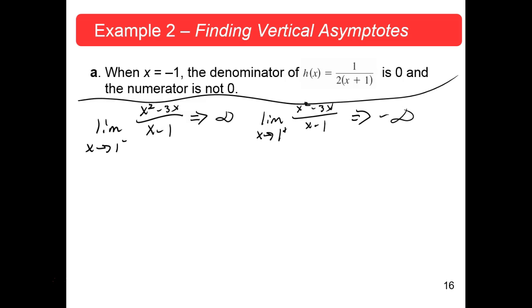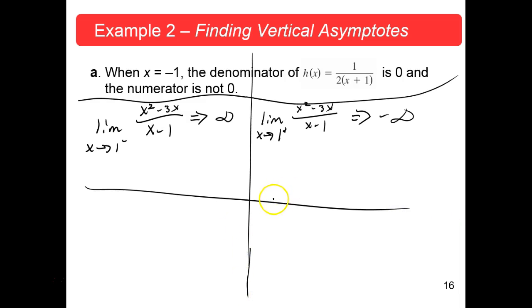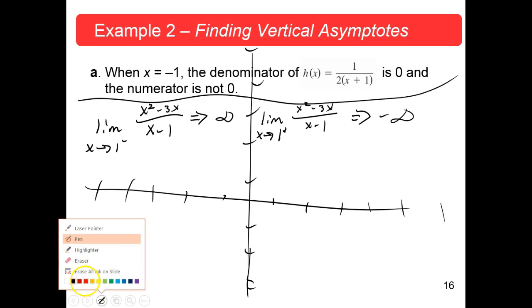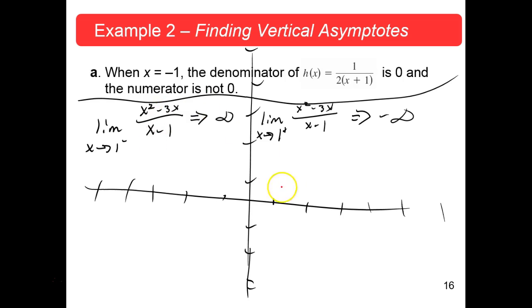Now, how do we verify that? They're showing it on the graph. Okay? So let's do our graph. There's our 1, and we know it. Let's do all our tick marks. They're really lousy. Okay. And x equal 1 is our vertical asymptote.